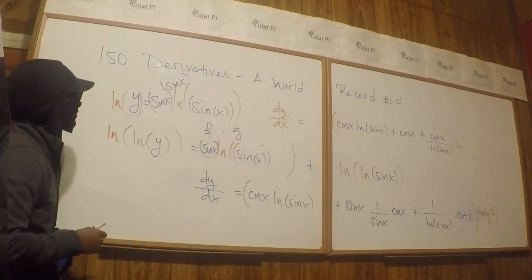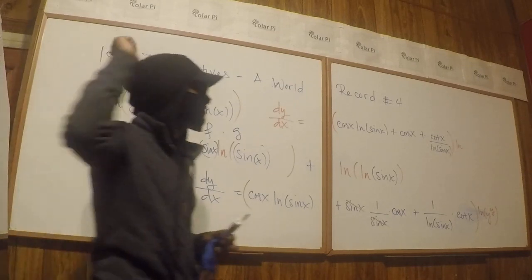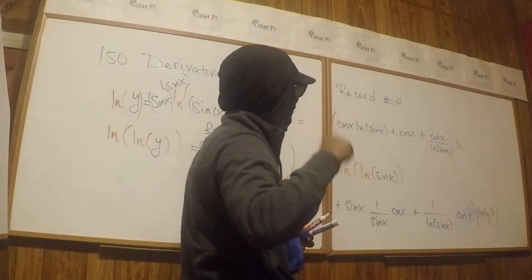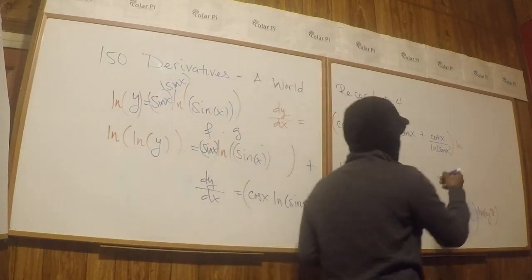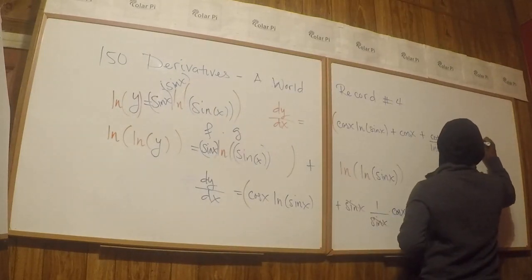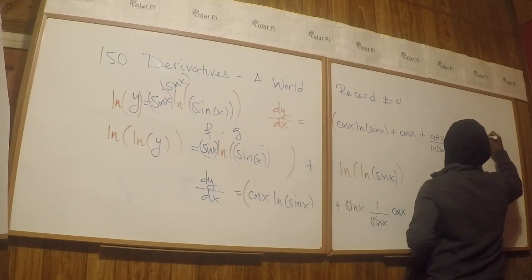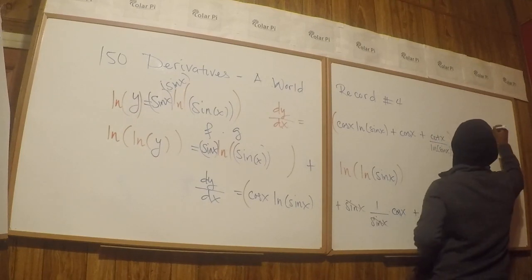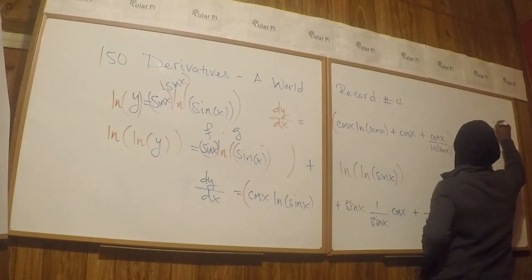y was equal to sine to the sine to the sine. So the natural log of y to the y would be ridiculous. It'd be sine x to the sine x to the sine x, all this to the sine x, to the sine x, to the sine x.